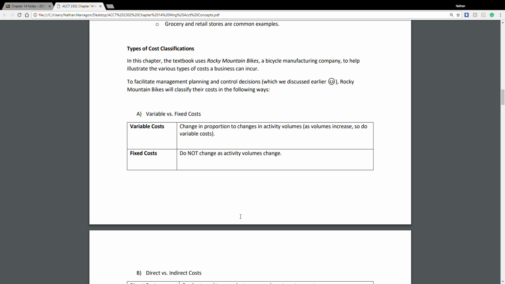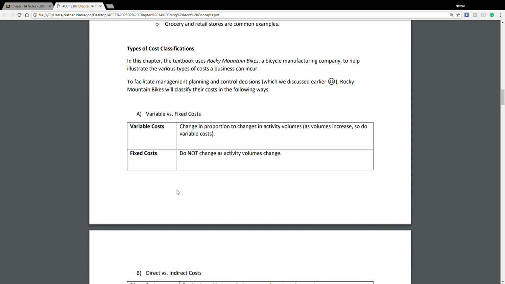So, in this chapter, we're going to use a company called Rocky Mountain Bikes. And that sounds like a John Denver song. What is it? Rocky Mountain High? But it's a bicycle manufacturing company, and we're going to go through the types of costs the business can incur. So follow along with me as we take our bike ride through the Rocky Mountains. Take me home, country roads.